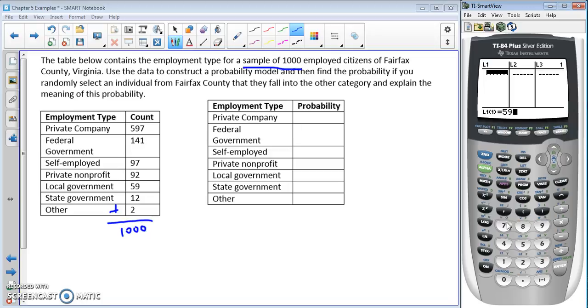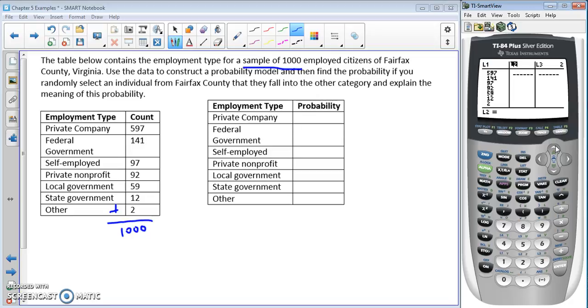So I type in 597, 141, 97, 92, 59, 12, and 2. So we have 1, 2, 3, 4, 5, 6, 7 different categories. We're on the 8th one, so we're good. Now I'm going to go over to L2, and I'm going to go up to L2.